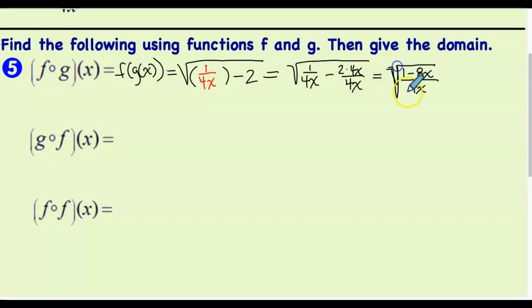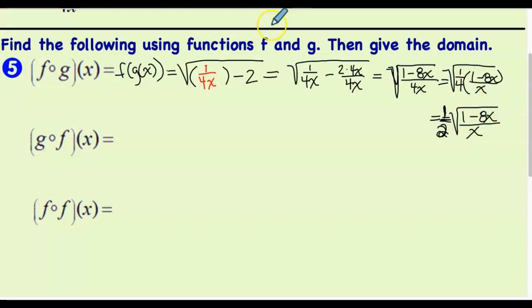Now, if you look at this square root, any perfect square under a square root should come out. And there is a perfect square factor right in there of 1/4. So 1/4 is a factor of the thing, because 1 times 1 minus 8x, and then 4 times x would be that. So 1/4 is a perfect square, that means 1/2 should come out. So to be really the best version of this answer, you would have 1/2 outside, square root of 1 minus 8x over x inside.